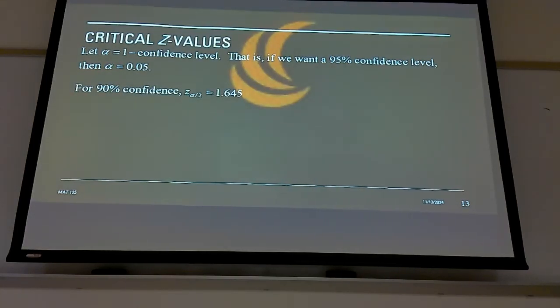For 90% confidence, your alpha is 0.1, alpha over 2 is 0.05. So your critical value would be 1.645. Is that a problem? No, these are commonly used critical values. How we found that is you just look at what is the Z-score that is associated with 0.05 area to the right.